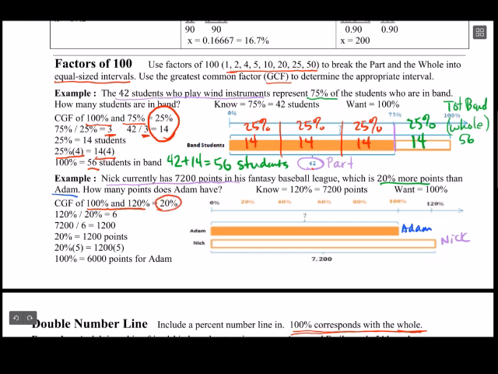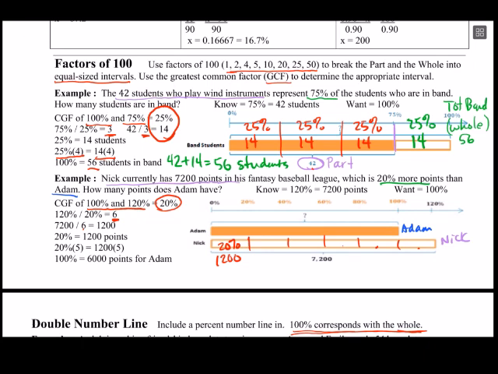Now, what we're interested in is the greatest common factor of 100 and 120. Both of them are divisible by our 20%. So 120 breaks down into 6 parts. I take my 7,200 and divide it by 6, break it into 6 parts. Each one of those 6 parts has 1,200 points. 20%, 3, 4, 5, 6. Each one of these is 20%, has 1,200 points in it. All of these are the same.